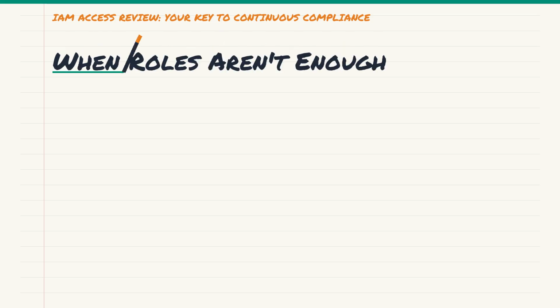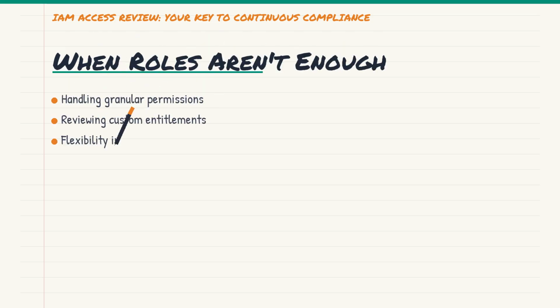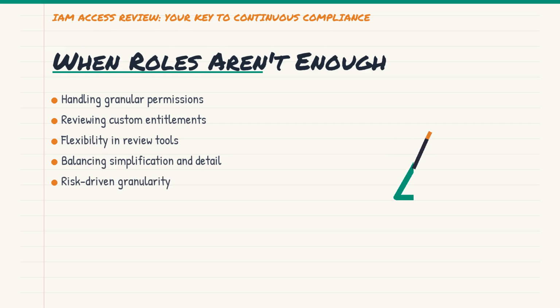We talked about approving roles, but what if an organization uses very granular permissions, or even custom entitlements that don't neatly fit into predefined roles? That's where these tools need to be flexible. They should still provide clear descriptions and allow for review of individual entitlements when necessary. The goal is to simplify, but not at the expense of necessary detail, especially for high-risk access. It's about finding that right balance for your specific environment.